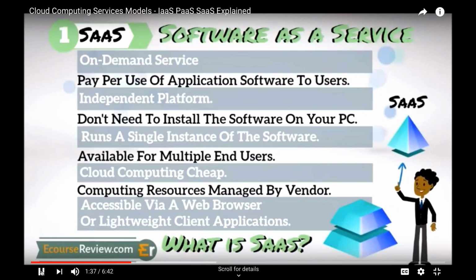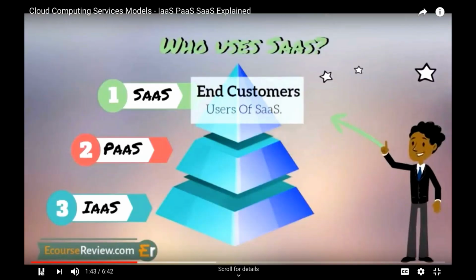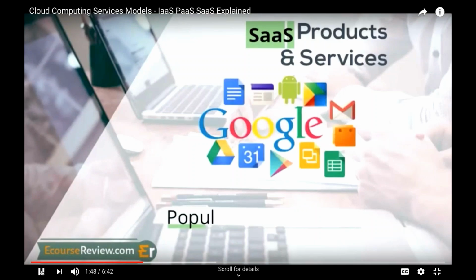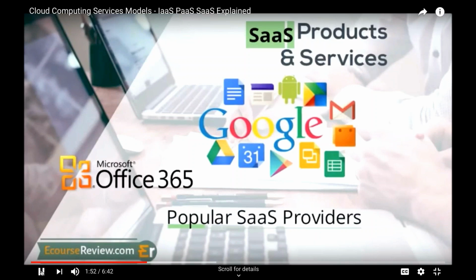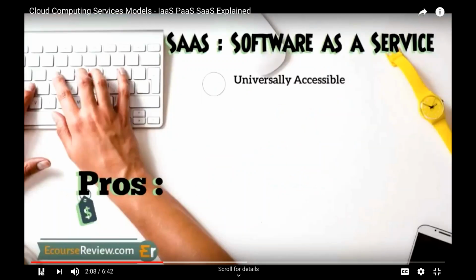Who uses SaaS? End customers are frequent users. Popular SaaS providers offer products and services such as the Google ecosystem, including Gmail, Google Docs, and Google Drive; Microsoft Office 365; HR and help desk solutions; and customer relationship management services such as Salesforce. Pros: universally accessible from any platform. No need to commute, you can work from any place.